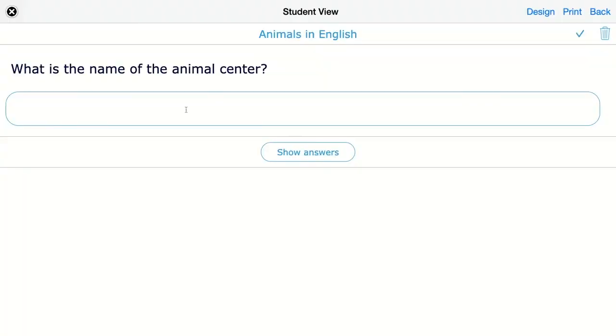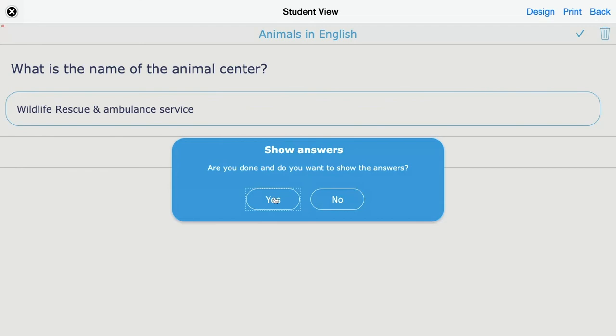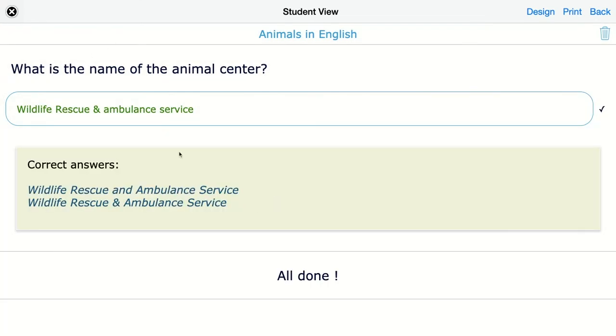So what is the name of the animal center? Let's see. Okay, so I can click on show answers as a teacher to take a look how it's automatically graded. Show answers, yes. And in this case, it is graded correctly because I added the two possible answers like here. And of course, I added it to be case insensitive. So whether your students use a capital letter or just a normal letter, it will be graded correctly.